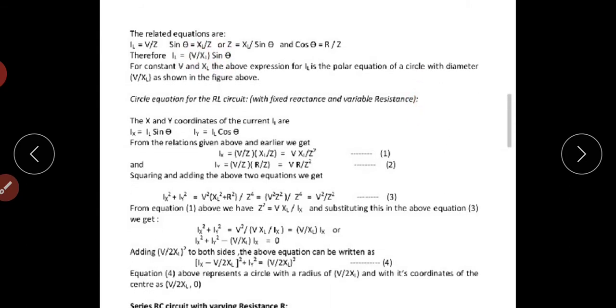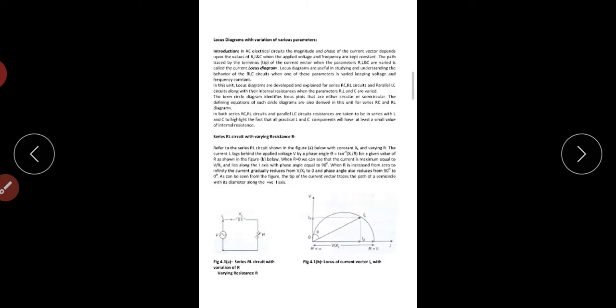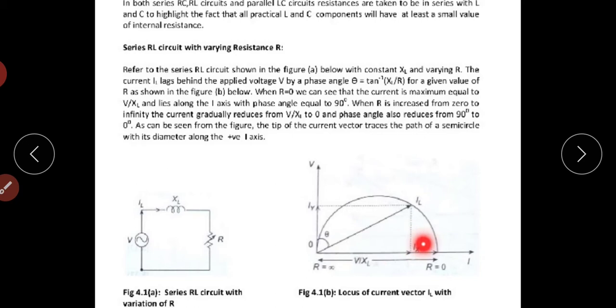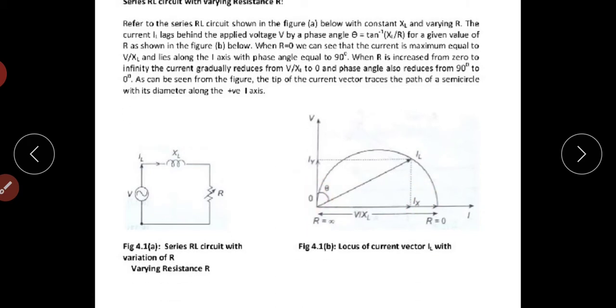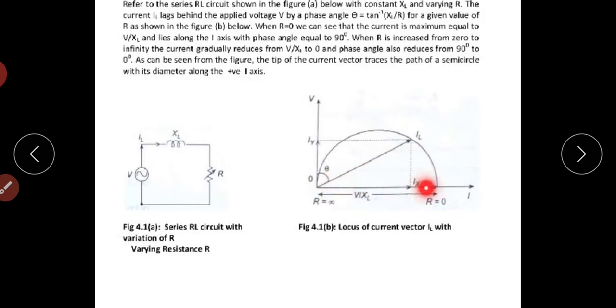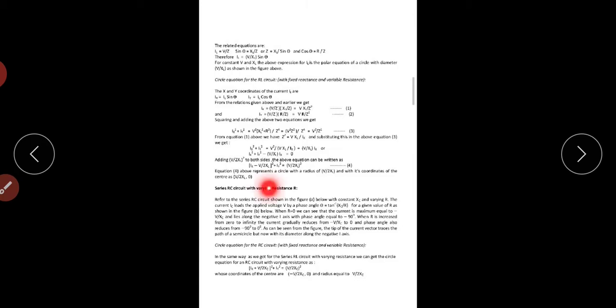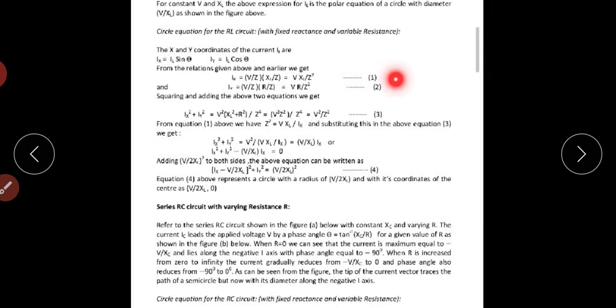Now the circle equation for a series RL circuit, with fixed reactance and variable resistance. From this diagram we can write Ix and Iy, the x component of current and the y component of current. This is the resultant current. The x component of current, Ix, equals IL into sin theta, and Iy equals IL into cos theta.